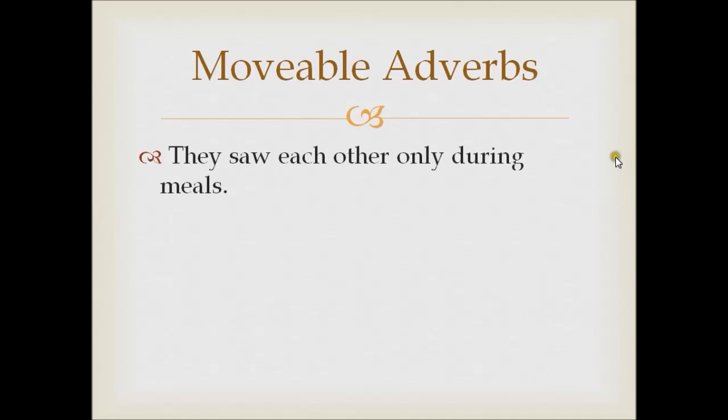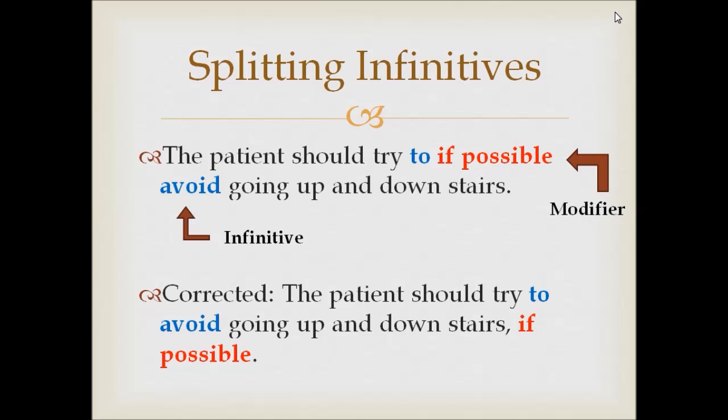All right, another kind of modifier issue that I want to talk about is the issue of split infinitives. You might have heard this term before. An infinitive is any verb that starts with the word "to," like to think, to eat, to walk, to speak, to explode, or whatever. Splitting an infinitive is when you put a modifier in between the word "to" and the verb. So in this case, "to avoid" is our infinitive, and we put a modifier, "if possible," in between those two words, "to" and "avoid." So it splits the infinitive.